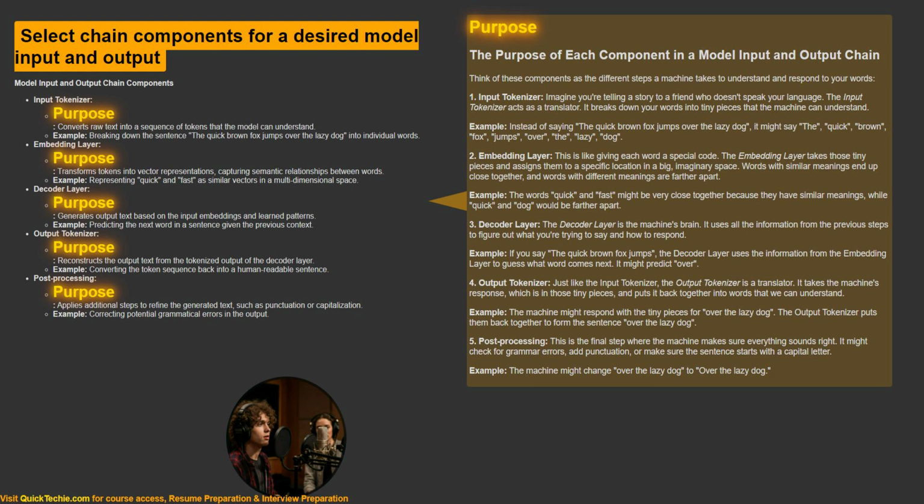Example, the machine might respond with the tiny pieces for, "over the lazy dog." The output tokenizer puts them back together to form the sentence, "over the lazy dog." 5. Post-processing. This is the final step where the machine makes sure everything sounds right. It might check for grammar errors, add punctuation, or make sure the sentence starts with a capital letter. Example, the machine might change, "over the lazy dog," to, "Over the lazy dog."